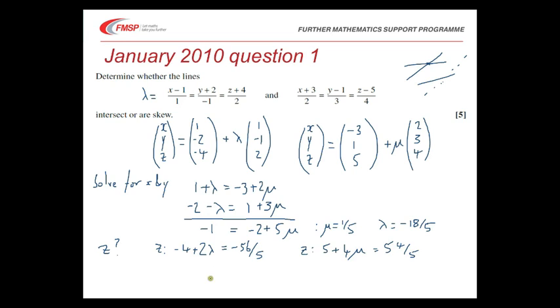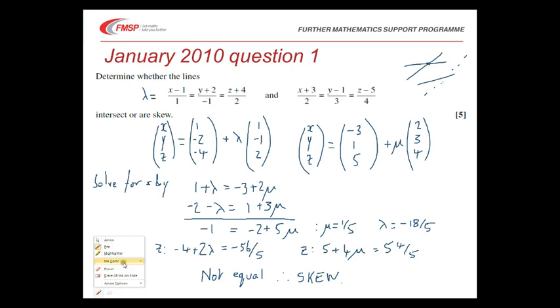And crucially, these are not equal. So at the point when the x and the y coordinates of the two lines are the same, the z coordinate is different, so they don't intersect, so therefore they are skew. And that completes the question.